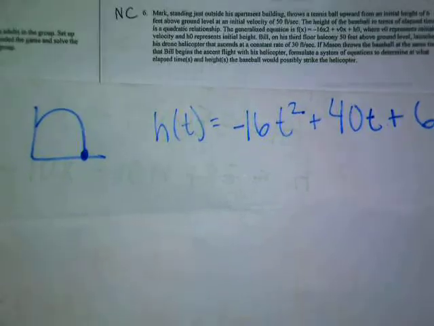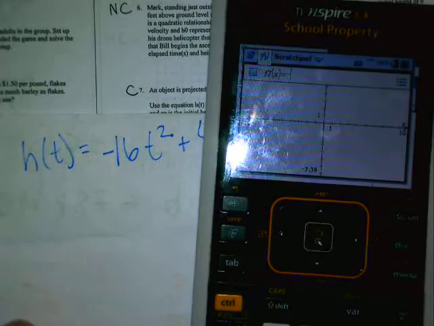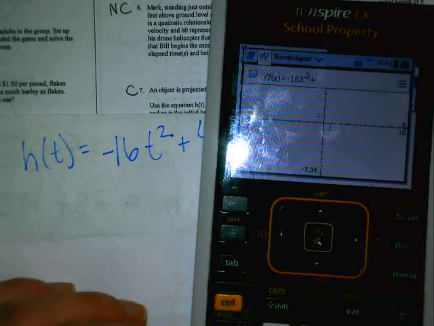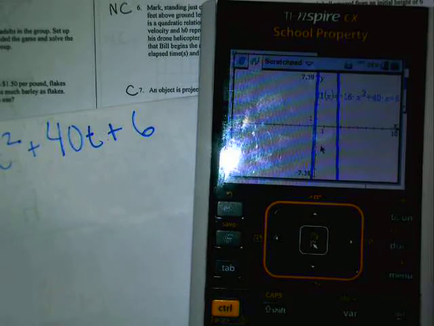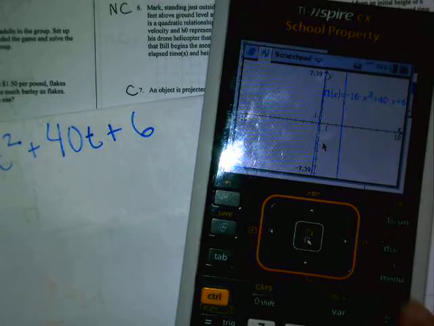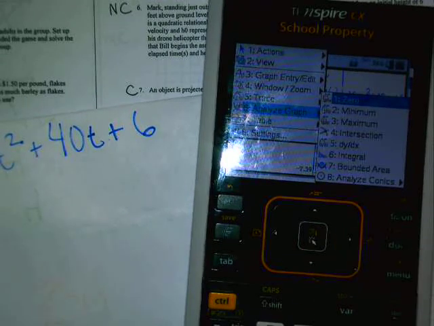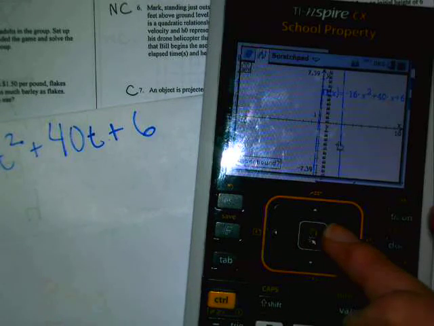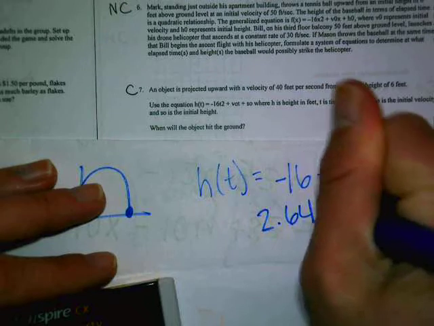So in your calculator, because it's a calculator question, we are going to go to the graph, and we're going to type in our function, negative 16x squared plus 40x plus 6. And I want to find the x-intercept. So I'm going to go to menu, analyze the graph, and the 0 is the same thing as x-intercept, root, solution. They are all the same. So we're going to click 0, and we're going to highlight it, and it pops up 2.64. So 2.64 seconds is when it hits the ground.